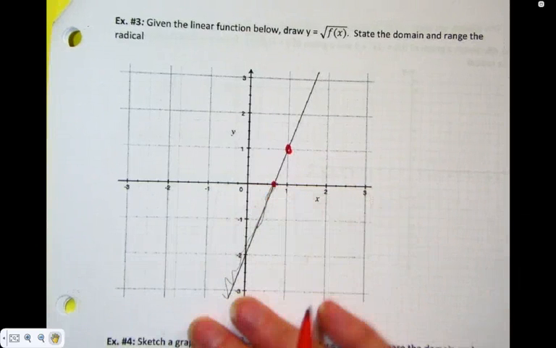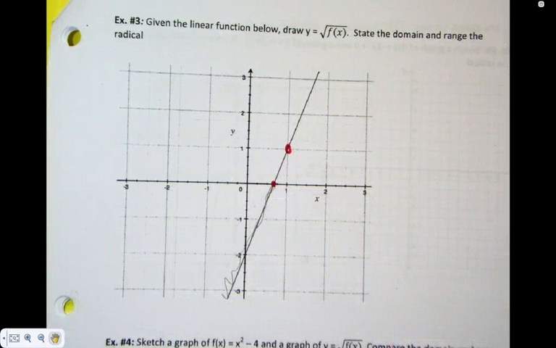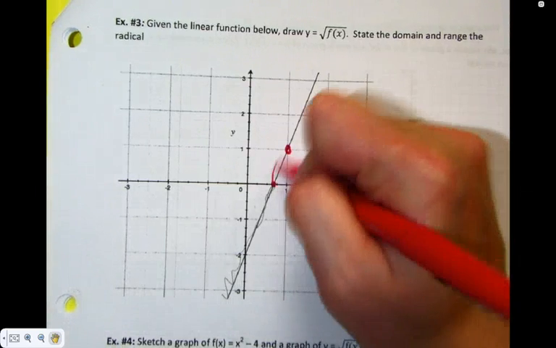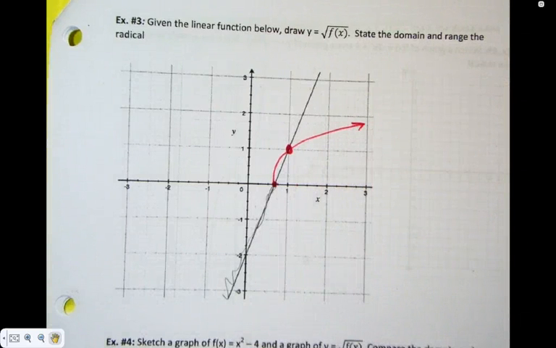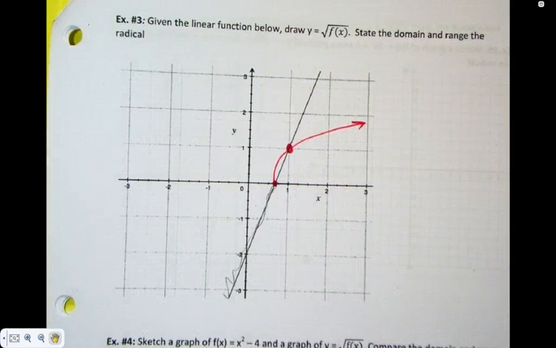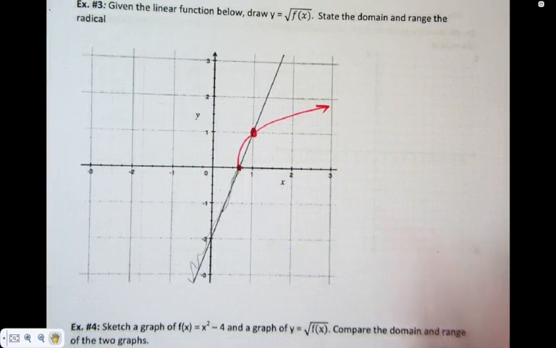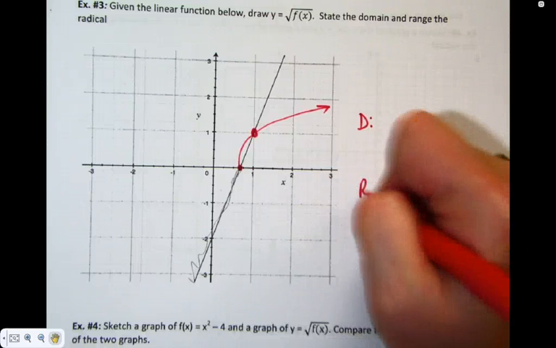Okay, so step 1, underneath doesn't exist. Step 2, mark the invariant points. Step 3, swoop. Swoop to the left or swoop to the right? Swoop to the right. Domain.